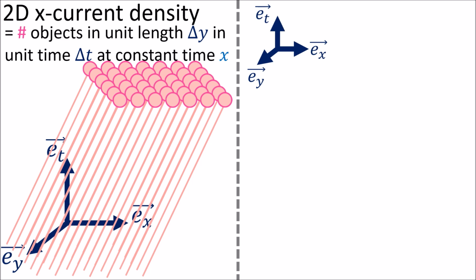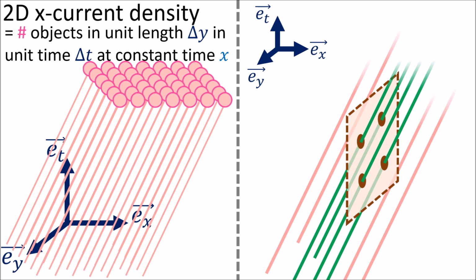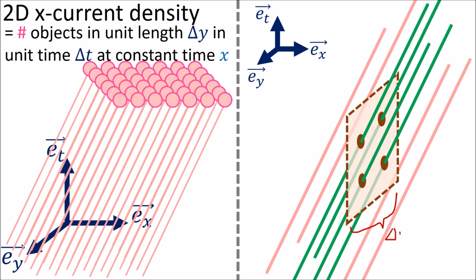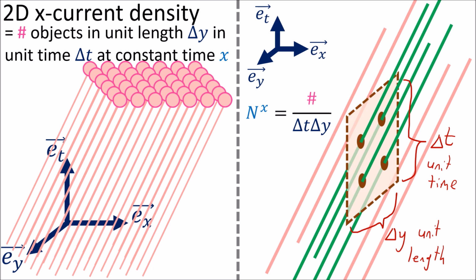We can get the x current density by taking a unit area in the time y plane at some constant x value and counting how many world lines pass through it. Basically, the y direction of the square is our unit length that we're counting the current density in, and the time direction of the plane is the unit time that we're using to measure the rate of flow. So counting the number of world lines that cross this plane will give us the x current density, the number of particles crossing this line per unit length in a unit of time.